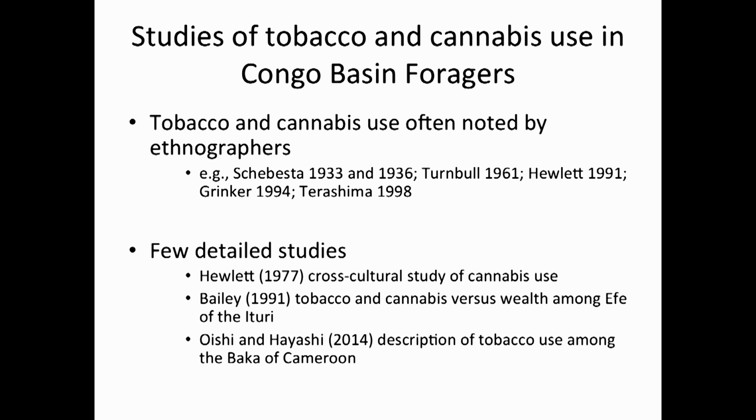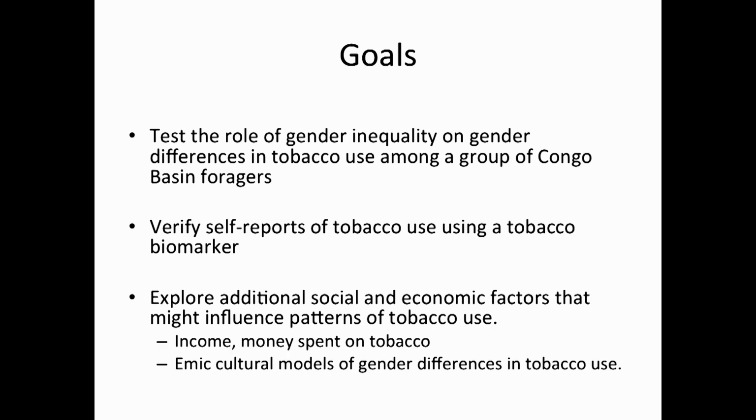Bailey here, he was working among the Efe and the Ituri, and he was looking at tobacco and cannabis use compared to wealth, but that was a really small part of a study that he was doing. And more recently, some Japanese colleagues did a kind of cultural description of tobacco use among the Baka of Cameroon. So now I'm going to talk about kind of neurotoxins and parasites, as my title suggests, but before we do that, what we really wanted to do was test this gender inequality hypothesis.